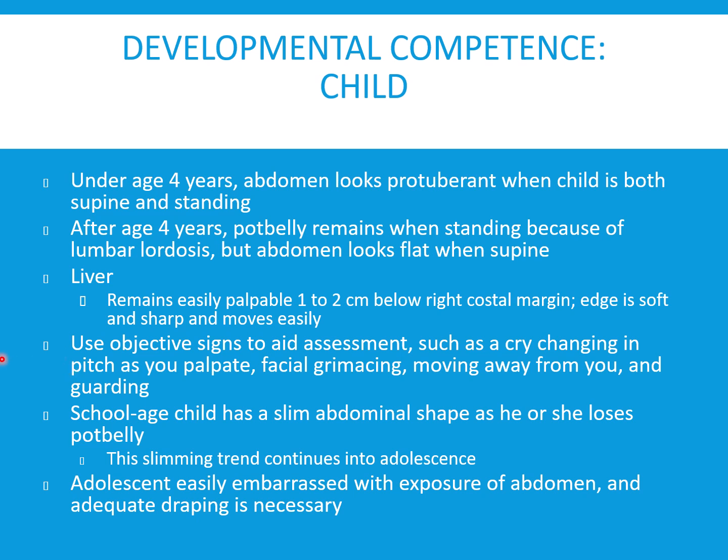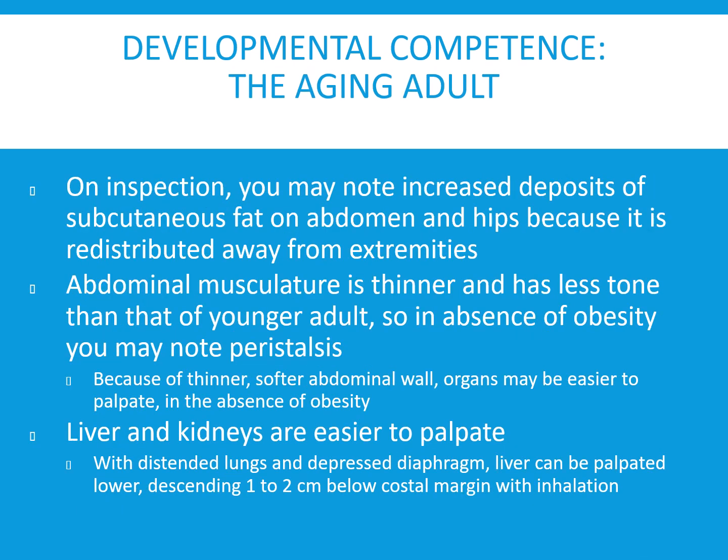We want to do atraumatic care when we're doing our assessment. So if they're guarding, facial grimacing, we look at their age-appropriate reactions to our assessment. A lot of school-age children and even into adolescents have really tiny abdomens and are slimming. They start to lose their pot belly, completely normal. When they're an older adult, they will start to have increased deposits of fat on the abdomen and hips because it's redistributed away from the extremities. So tiny arms and legs and bigger bellies is what we're looking at here.